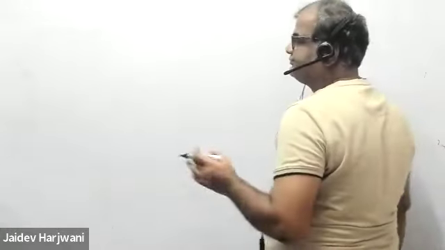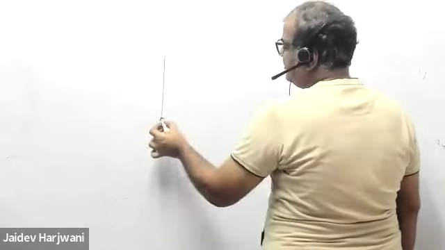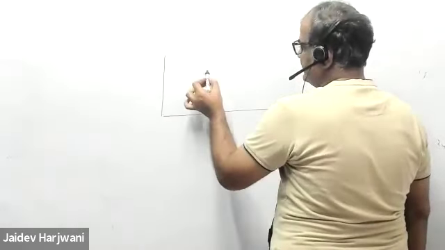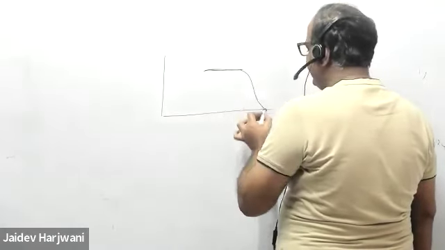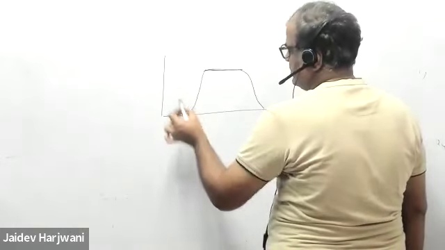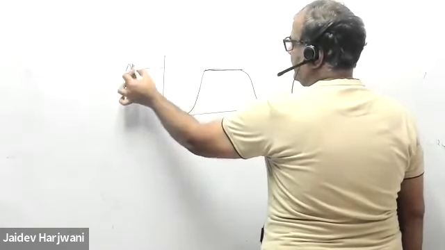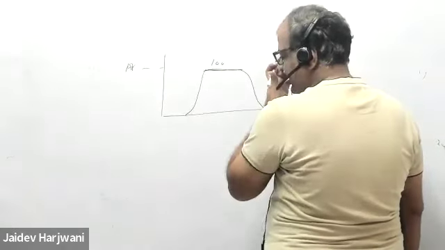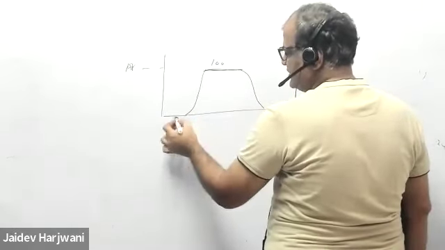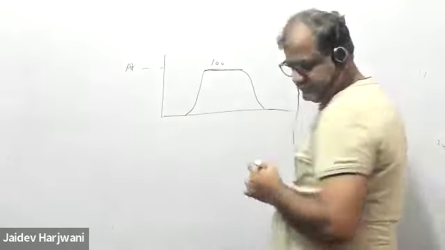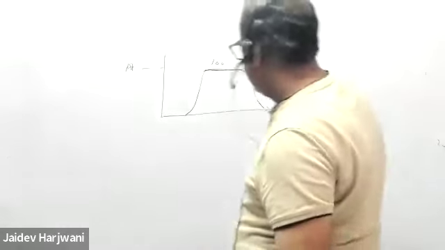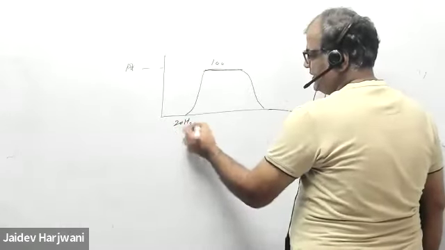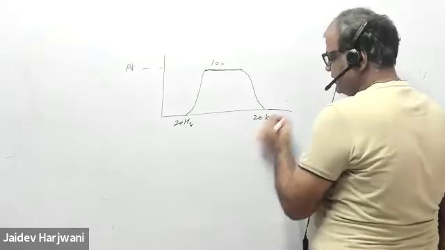Basically, what they have given you is a mid-gain frequency filter, which is basically a band pass filter. There is a gain A, and the gain here is 100. What is the frequency range here? The frequency range is 20 hertz to 20 kilohertz. So this is the 20 hertz limit, and this is 20 kilohertz.